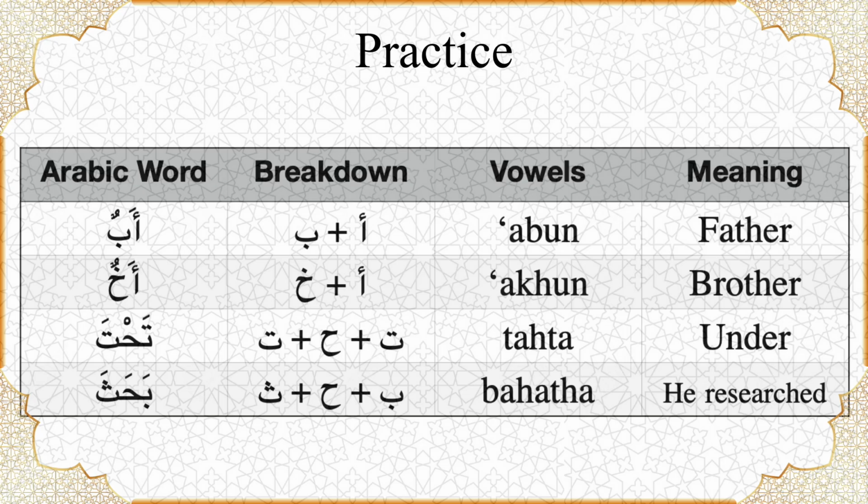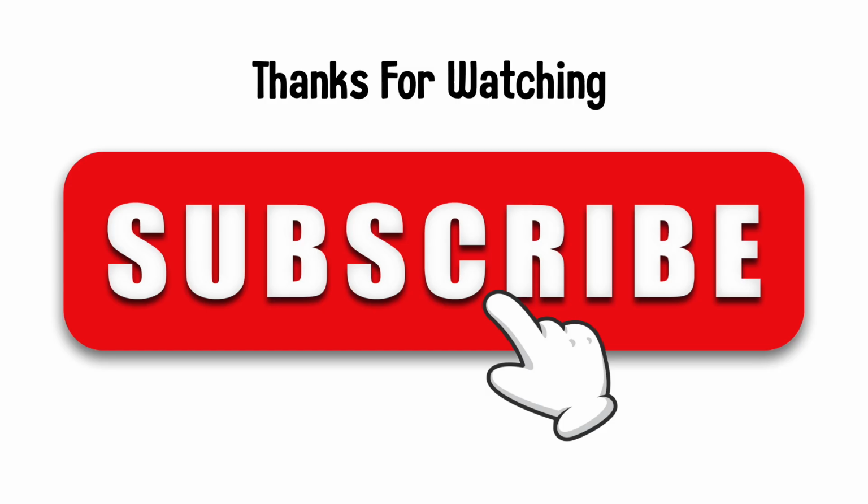Third word, we connect Ta, Ha, and Ta. With the Fathas on top, this reads Tahta, which means under. Fourth word, we connect Ba, Ha, and Tha. This reads Bahatha, which means he researched. You have just read your first Arabic words. Your homework is to practice writing these letters and memorizing where the dots go.